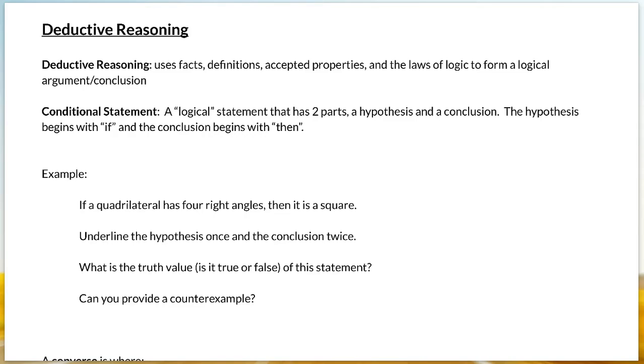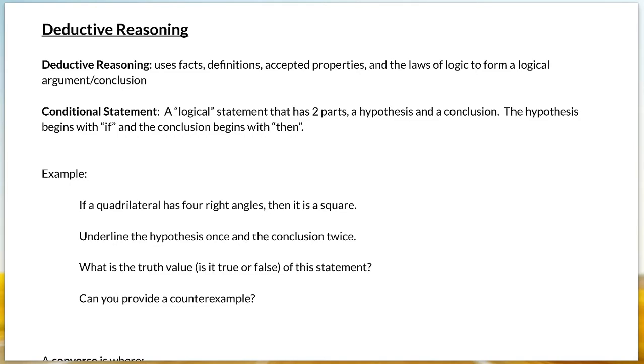A conditional statement is a logical statement that has two parts. It has a hypothesis and a conclusion. The hypothesis begins with if, and the conclusion begins with then. Here are some examples. If a quadrilateral has four right angles, then it is a square.